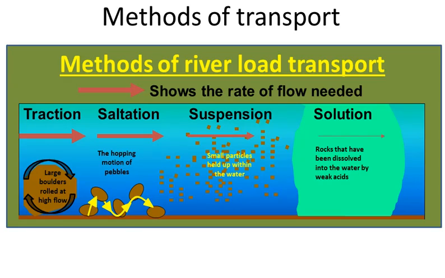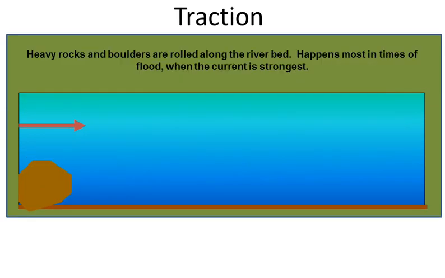You've got 4 basic methods of transport. These are traction, saltation, suspension and solution. Traction is where heavy rocks and boulders are rolled along the riverbed, and that will only happen when the flow is at its strongest.